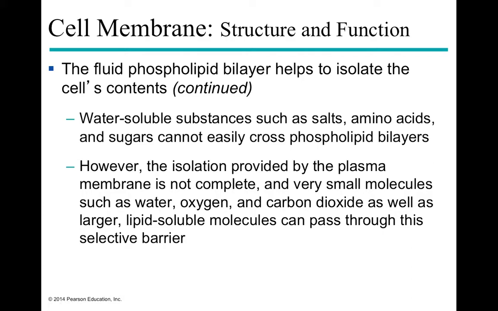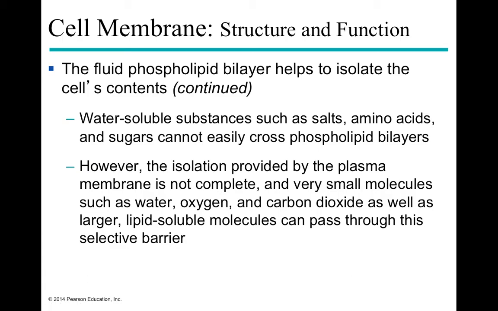Now, the role of a phospholipid bilayer is not just segregation, right? It's semi-permeable, and that means that certain things are going to be allowed in while other things are not. So certain things are able to cross very easily, like water, but other things are not able to cross very easily. Things like salts, amino acids, and sugars are going to have to be transported in to the membrane. So the isolation, as I mentioned, it's semi-permeable. It's not complete. So certain things are able to pass through.